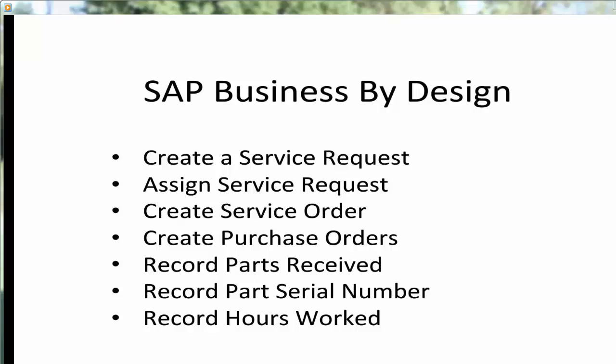Once it's been determined that that cannot be fixed remotely, a service order will be created, and the service order will identify that we need a replacement part and also that we need an installer on site. From the service order, we will create a purchase order to purchase a replacement part and have it shipped to the customer site. And we will create a purchase order to contract with a contract employee to go out to the customer site to install the replacement part.